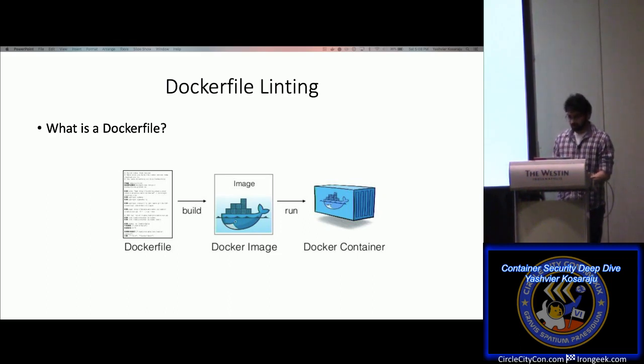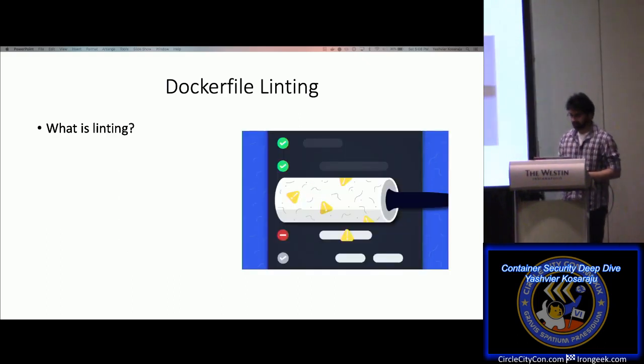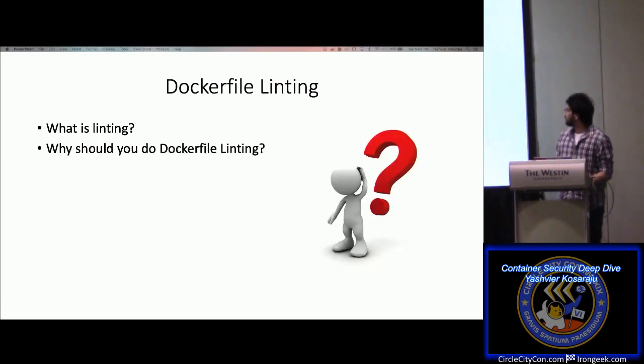Dockerfile linting. What is a Dockerfile? A Dockerfile is a text document that contains all the commands that a user can call on the command line when assembling an image. Quick difference between image and container: when you build a Dockerfile, you get an image. When this image is run, then you call that a container.